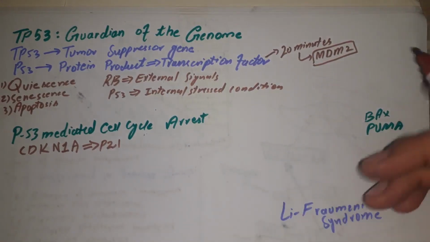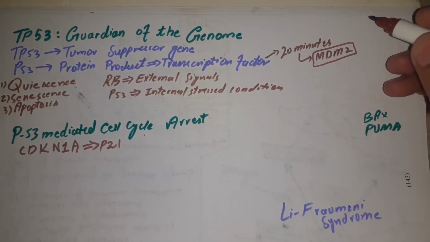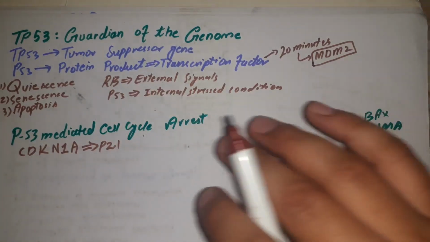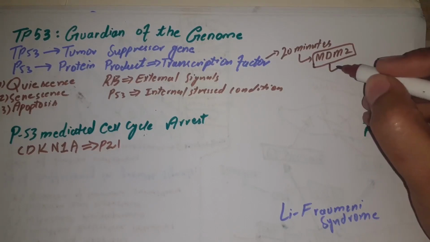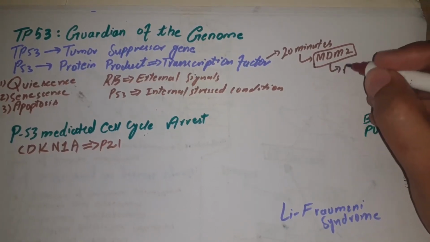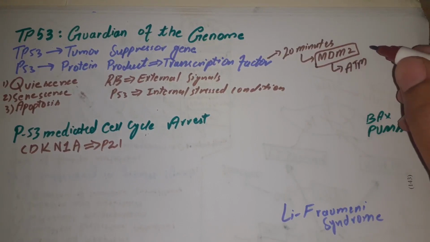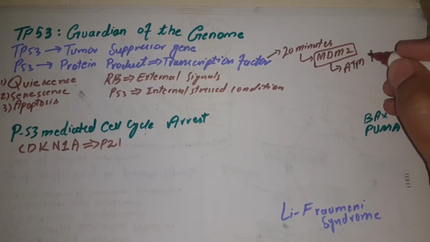So what happens when there is some mutation in the cell, or the cell is stressed in some way? There is post-translational modification in P53 protein, and this post-translational modification is driven by the product of another gene, which is the ATM gene, and this post-translational modification frees P53 from MDM2 and increases its half-life.